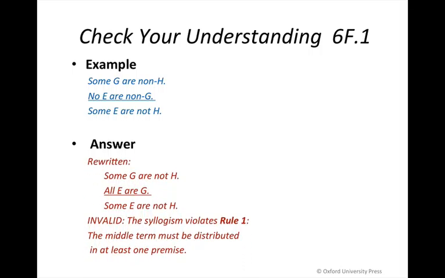So notice we have some G are not H, all E are G, some E are not H. Notice also that the syllogism violates rule number 1. The middle term is not distributed in at least one premise. Let's go ahead and diagram this as well so that you can see not only by way of the rules, but also by way of Venns for the modern and traditional interpretations, how this argument fails.